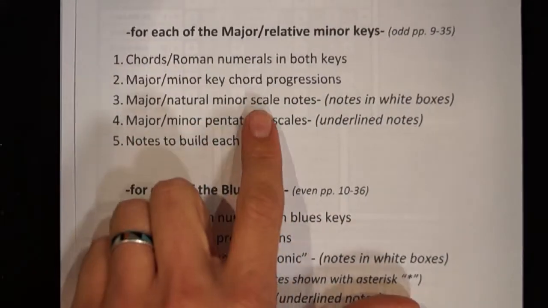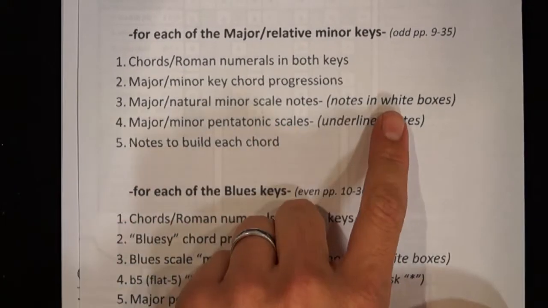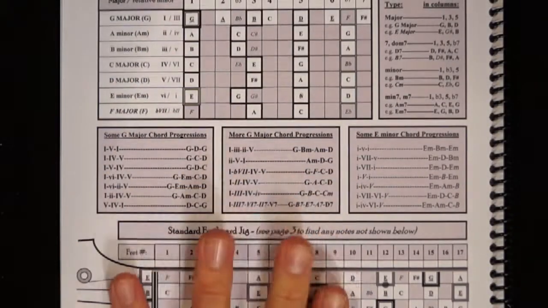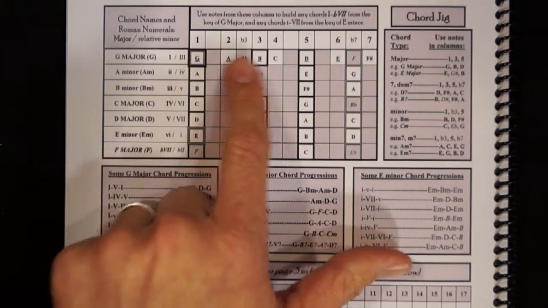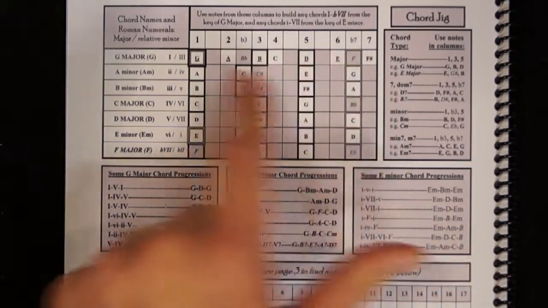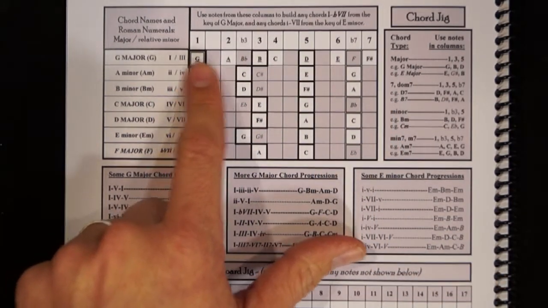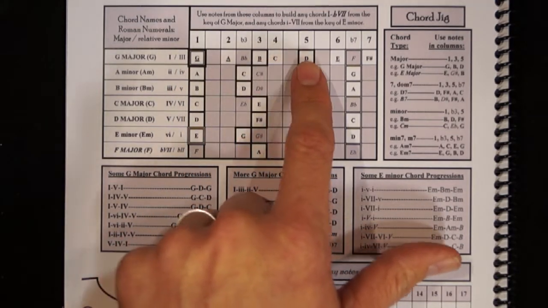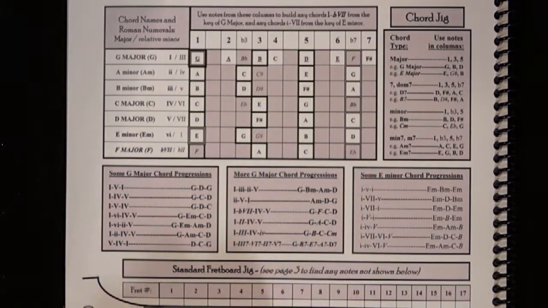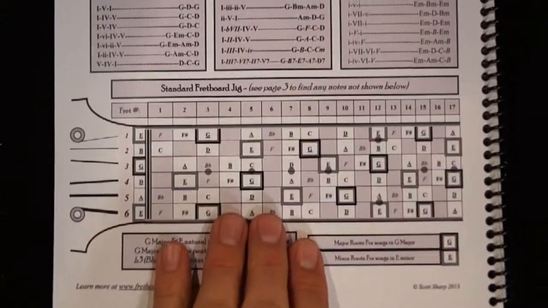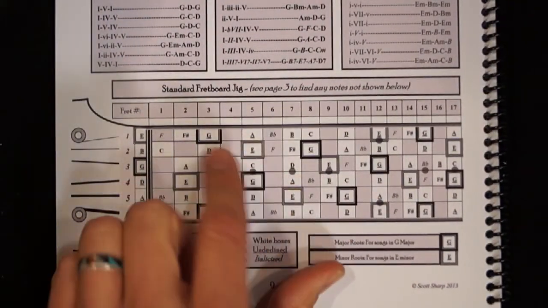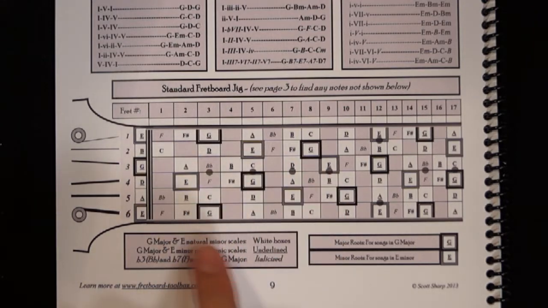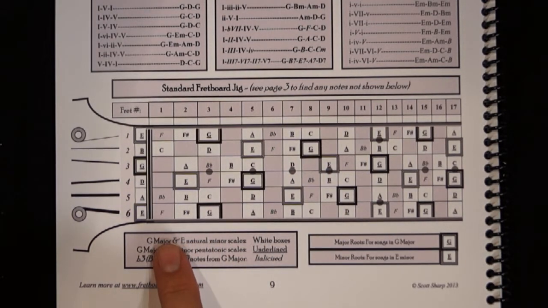Then to be able to see major or natural minor scales, those are all in white boxes in my books here. So the G major scale is built out of the notes G, A, B, C, D, E, F sharp. If you want to know how scales are built, with steps, this is the whole step, whole step, half step, whole step, whole step that you may have been familiar with. And then I've got these standard fretboard charts that show, for the key of G major, all the white box notes are my G major notes.